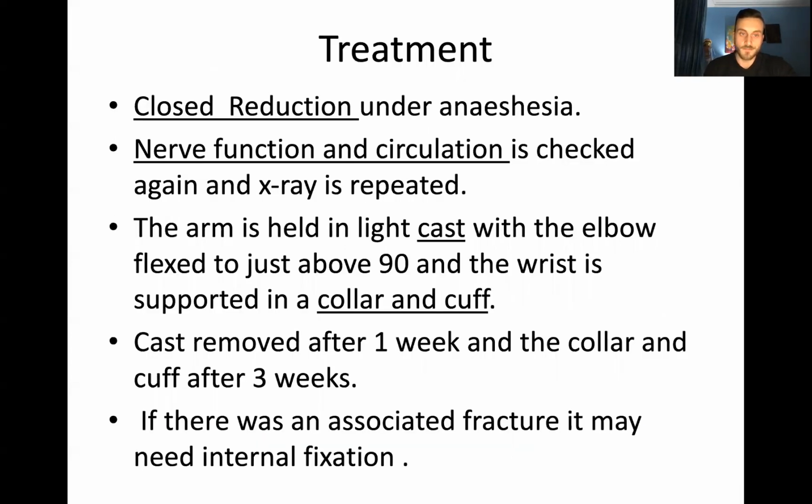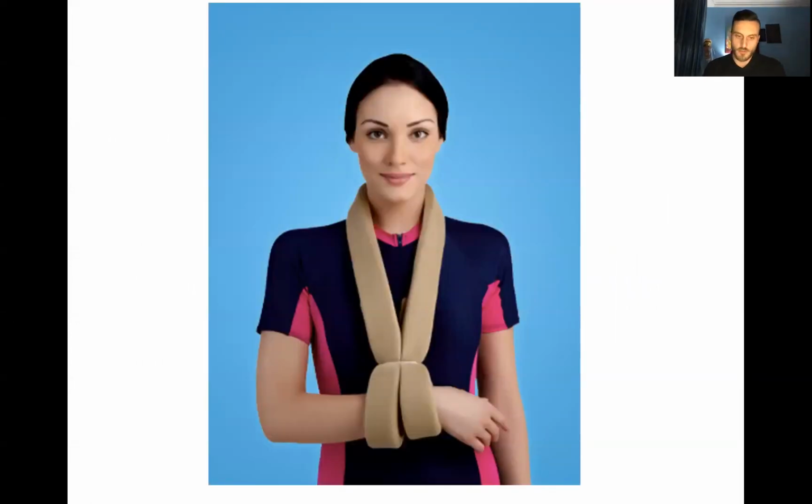This is an X-ray. So closed reduction under general anesthesia, check for nerve function and the circulation, and collar and cuff. Then you can remove the cast after 1 week and keep the patient for 3 weeks on collar and cuff. This is the collar and cuff that you keep the patient in for 3 weeks.